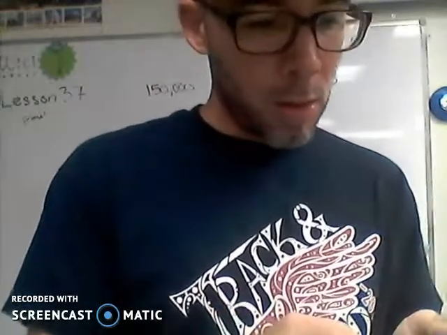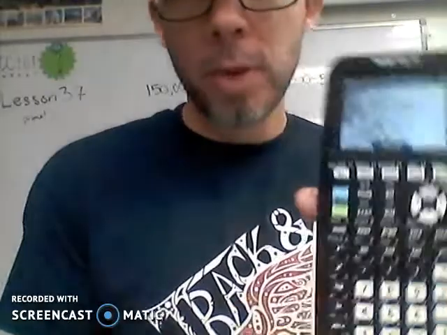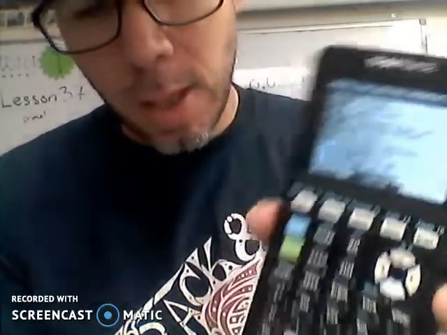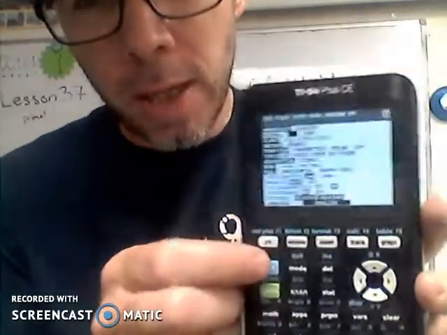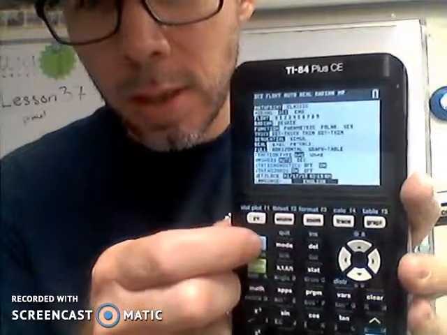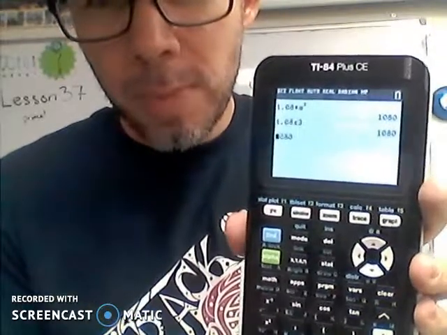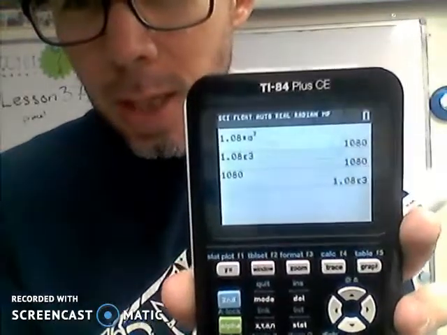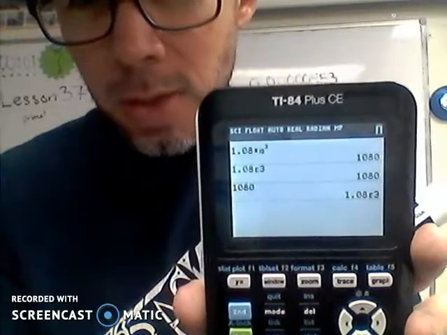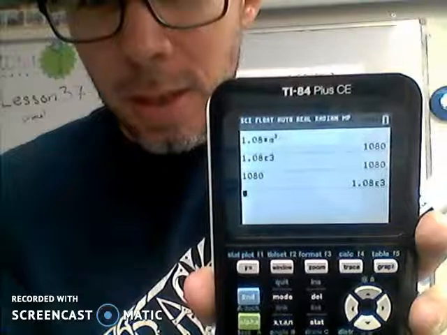And you're going to go ahead and put your cursor on, mine right now is on normal. I'm going to put it on scientific, and then hit enter, and the cursor goes over to that. Now to get out of that, you're going to go second quit, and now when I type in 1080 and hit enter, it gives it to me in scientific notation. It automatically moves that decimal point and fixes the stuff for me.